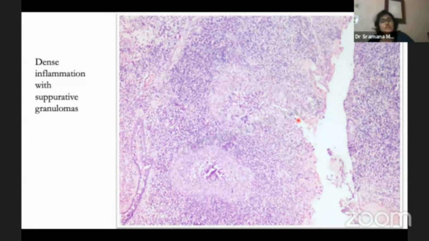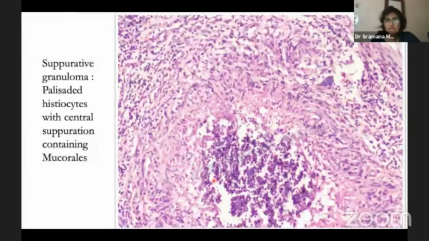But when there is chronicity, we can see dense inflammation with suppurative granulomas. Now, when you see this kind of granuloma with a giant cell, let's zoom in. So you can see central neutrophils, palisaded histiocytes. And for the trained eye, one can pick up this fungal hyphae. But what if you have not?